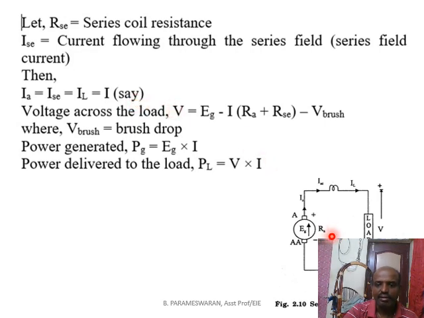Here we apply KVL to this loop to identify the voltage across the load. Here we are considering that there will be a voltage drop at the brushes also. So it will be written as V equals Eg minus I into Ra plus Rse, minus the brush voltage drop. Here also, the power delivered by this generator is Eg into I, and the power delivered to the load will be equal to V into I.